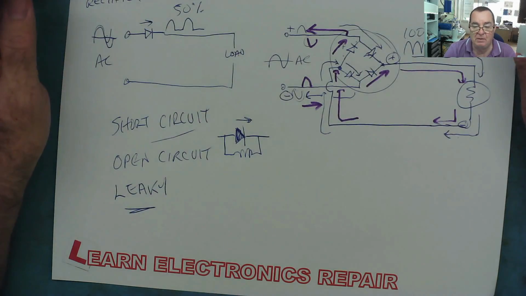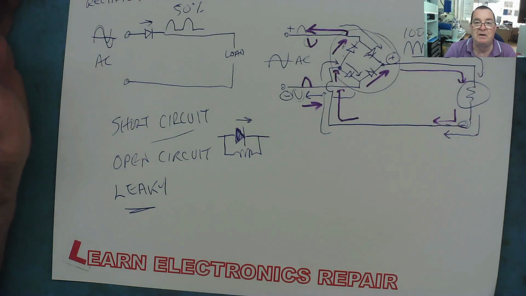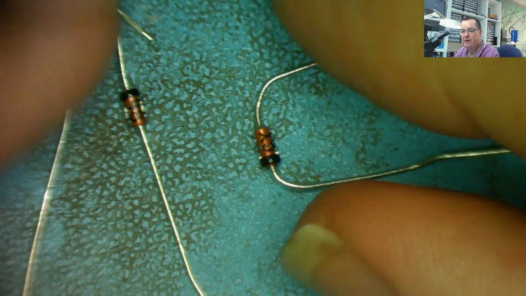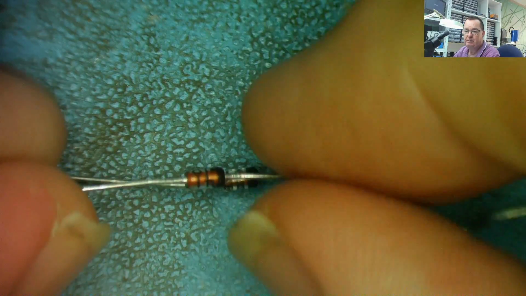So let's now wind up by having a look at some diodes, and let's have a look to see how we can test diodes both in circuit and out of circuit. These are through-hole diodes. We'll look at through-hole first and look at surface mount. These are actually signal diodes. You can probably see the markings.